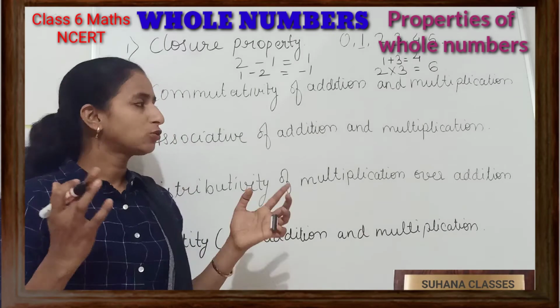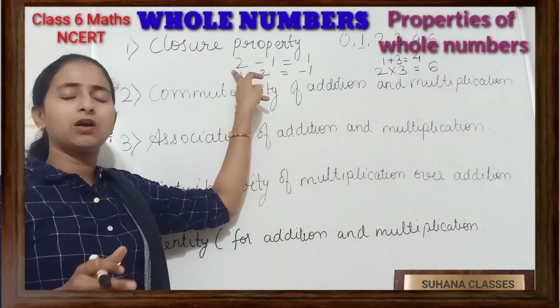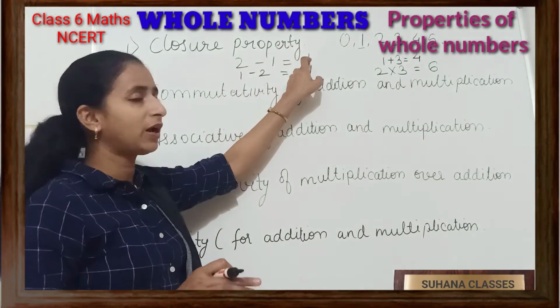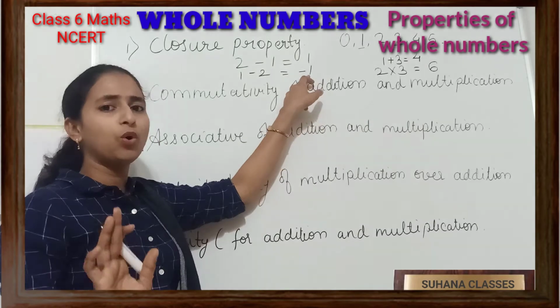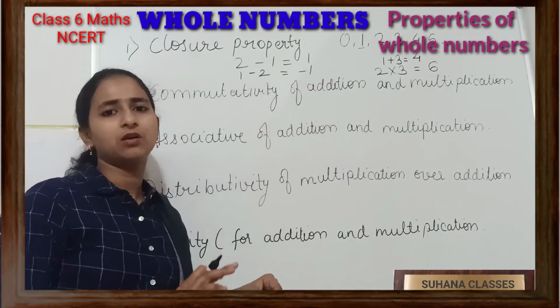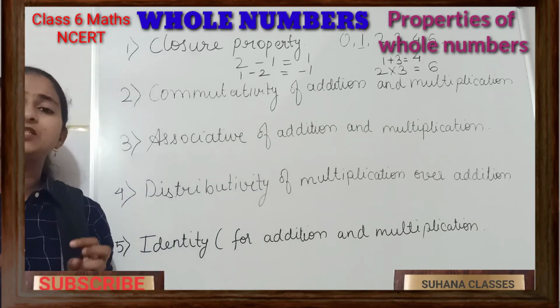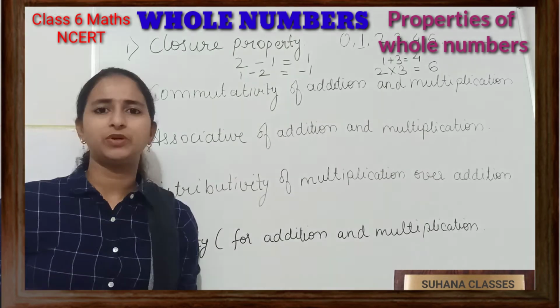Yes or no? So in some cases, when we are studying subtraction, we get answers that are whole numbers, but in all cases we do not get it. So that means subtraction is not closed. It is not satisfying the closure property of whole numbers.